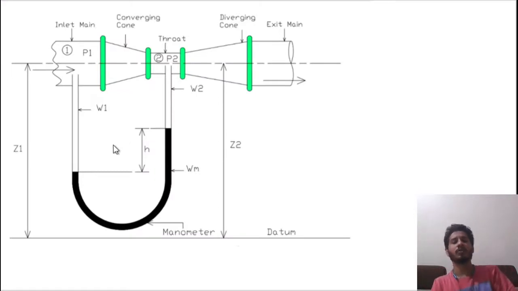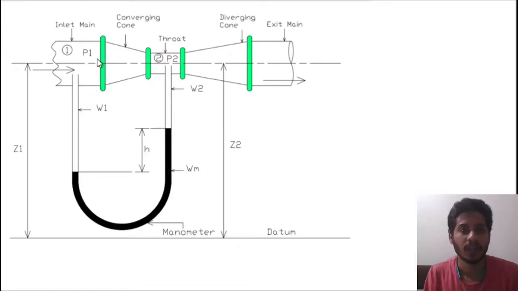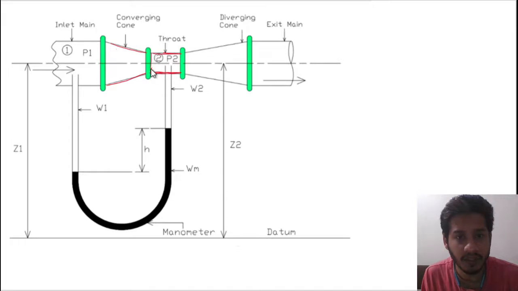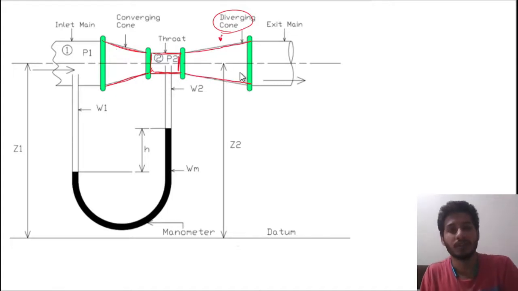See, this is the venturimeter. This is the converging zone. This is the throat portion. Here you can see this diameter remains constant. Here the diameter is decreasing, or the area is decreasing, and this is the diverging zone. Here the area, or the diameter, is increasing. So it works on the Bernoulli equation and the Bernoulli principle.